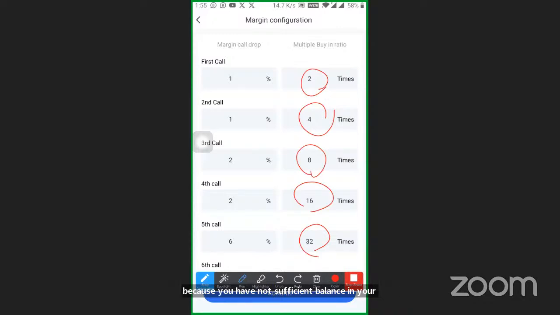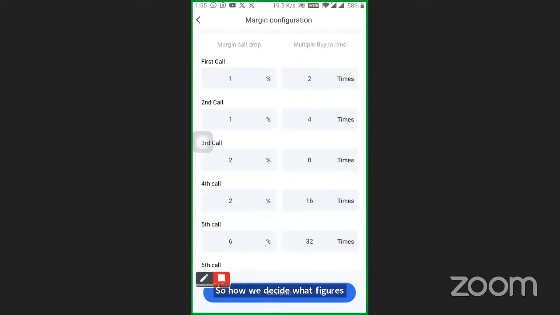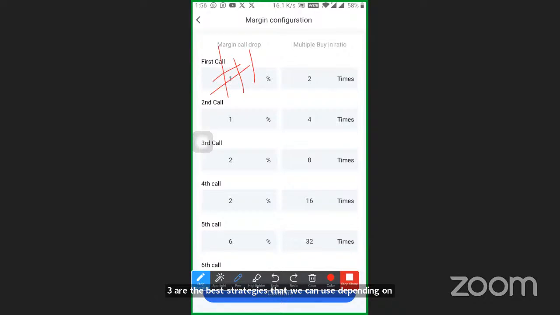So how we decide what figures we will write here depends on your capital. So we have different strategies. I will give you 3 of them. These are the 3 best strategies that we can use depending on your capital. Number one of all the strategies, the number one strategy in the world, we call it the double up strategy. Why do we call it double up?